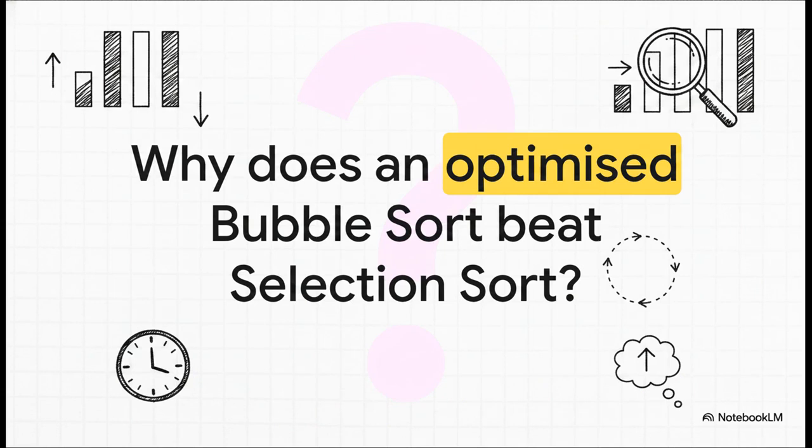If both of these algorithms are fundamentally O(n²) in their worst-case scenarios, why exactly does an optimized bubble sort pull ahead of selection sort on a list that's mostly sorted? Grab some paper, trace it out for yourself, think about how those loops actually run, and keep exploring.